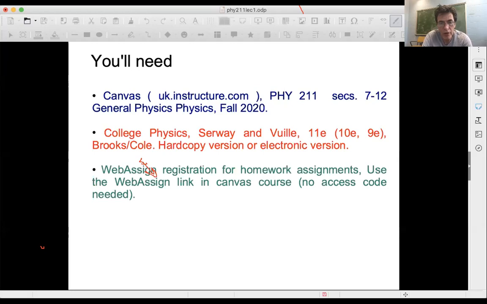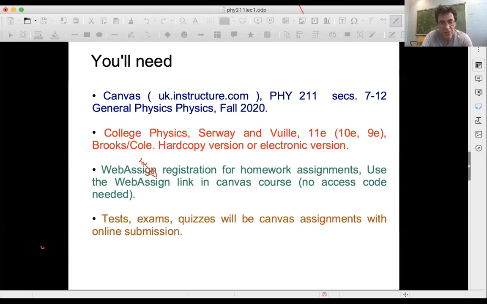For the weekly homework, we're going to use WebAssign for collecting and entering the weekly homework. So you also need a WebAssign registration. You can get your WebAssign access code with the purchase of the textbook, or you should be able to get your WebAssign registration separately without the access code or the bundle with the textbook. So either of those are fine. And if you go to WebAssign via the Canvas page, it should take you straight to our class.